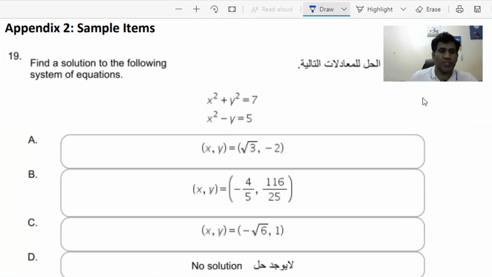Okay, let's solve question number 19 here. Find a solution to the following system of equations. These are the system of equations. A system of equations can be solved in different ways, either by elimination or substitution. Go with whichever way you feel convenient. Now I'll be going here with elimination.